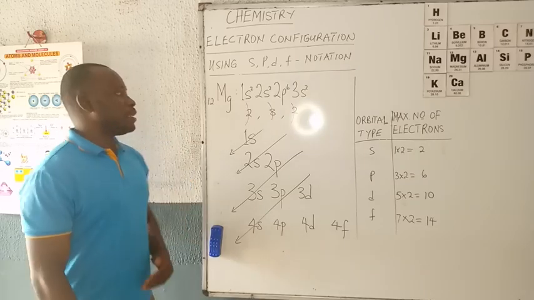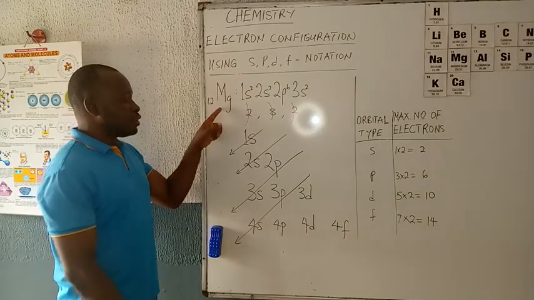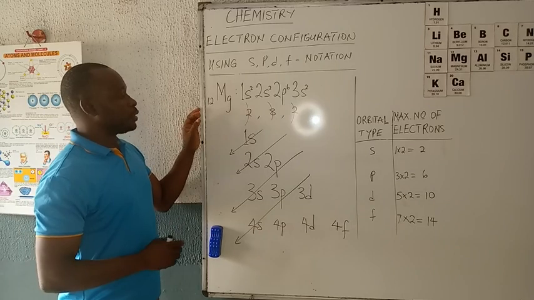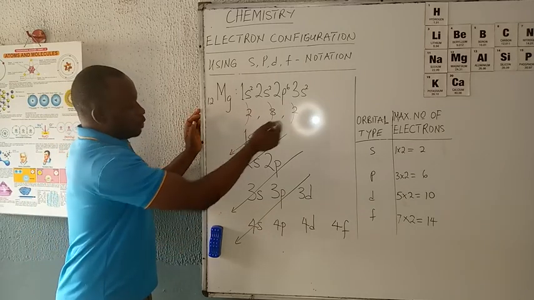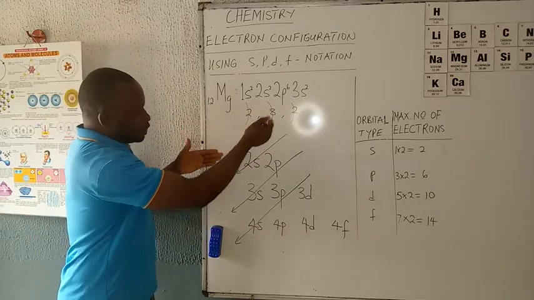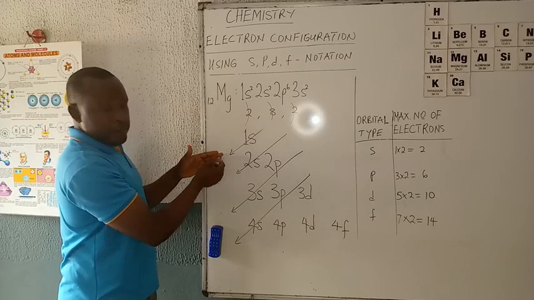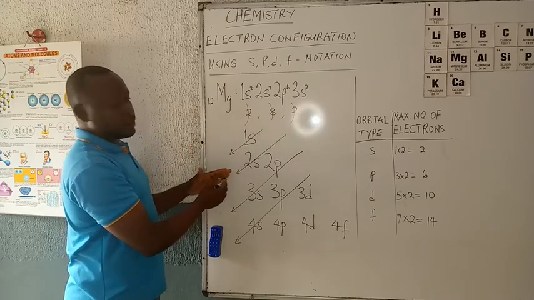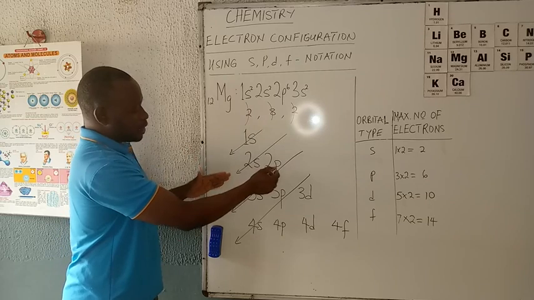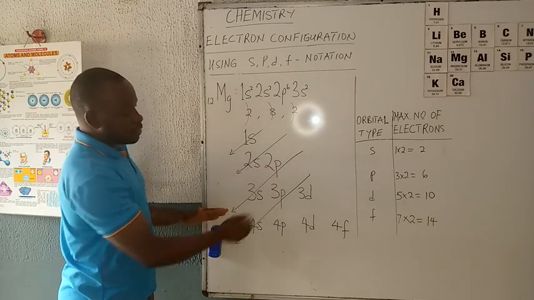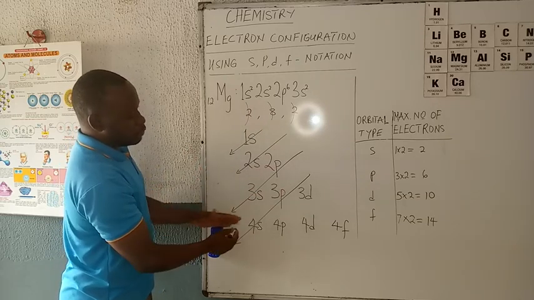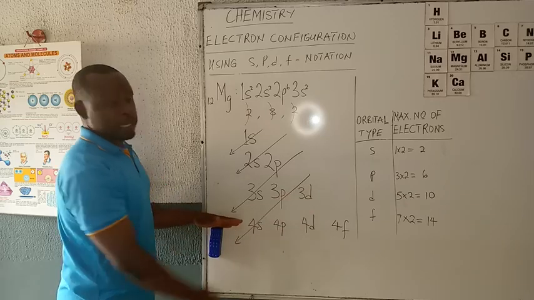How can we write the electron configuration of magnesium using the SP notation? We draw diagonals like this. We follow the diagonals. When we fill 1s orbital, we go to 2s orbital. After that, we come to 2p orbital, then 3s. After 3s, go to 3p, 4s, before we come to 3d, in that order.